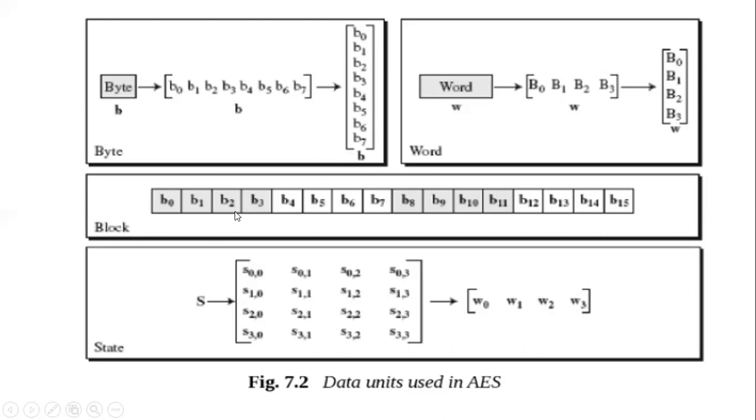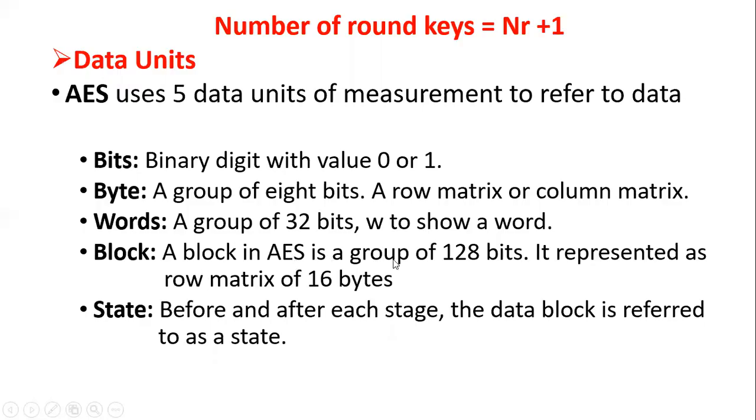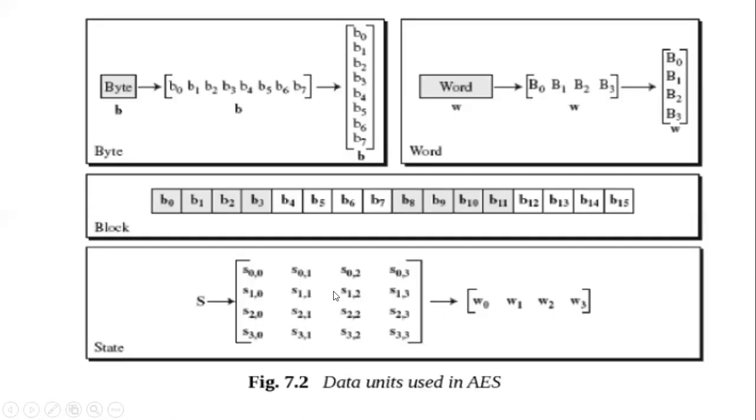Block is of 128 bits. So here B0 to B15. A block in AES is of 128 bits. It represents the row matrix of 16 bytes. One B0 contains 8 bits. So 8 into 16 is 128. So one B0 represents 8 bits, and here B0 represents the byte.